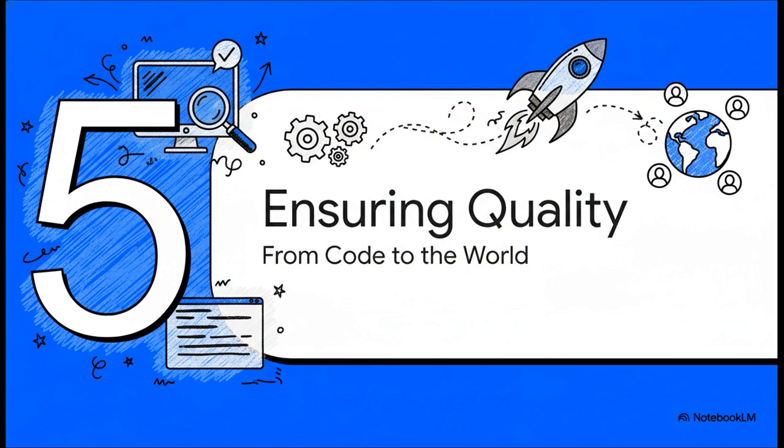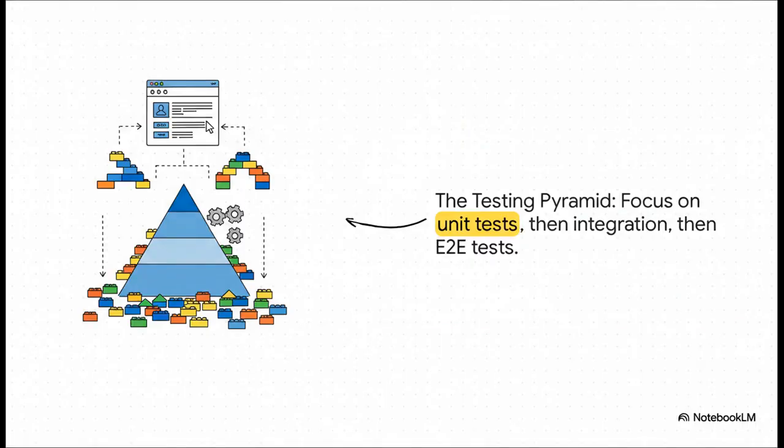All right, so we've designed our app, we've built it with our components. We're done, right? Not so fast. The developer's journey isn't over yet. The final and absolutely critical steps are making sure it's bug-free and then actually getting it out into the world for people to use. To make sure the app is high quality, developers use a strategy called the testing pyramid.